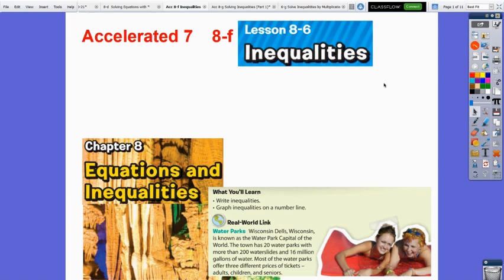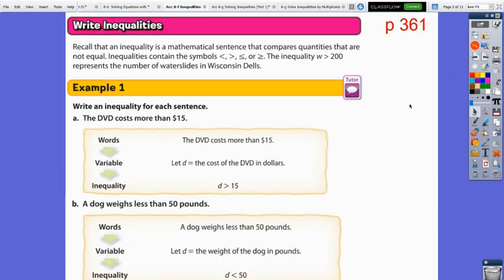First, we need to talk about what inequalities are, and that is what Lesson 8-6 is in your book on page 361.